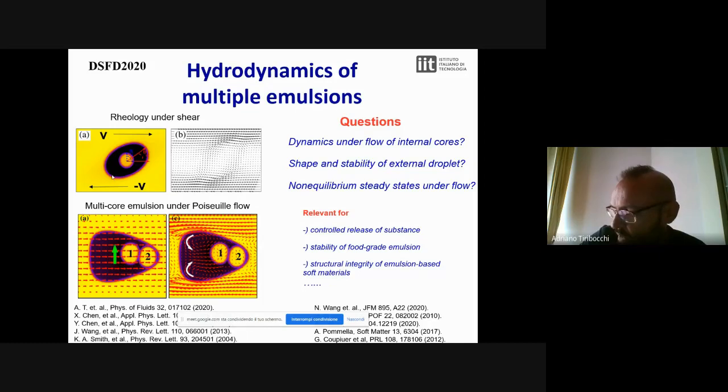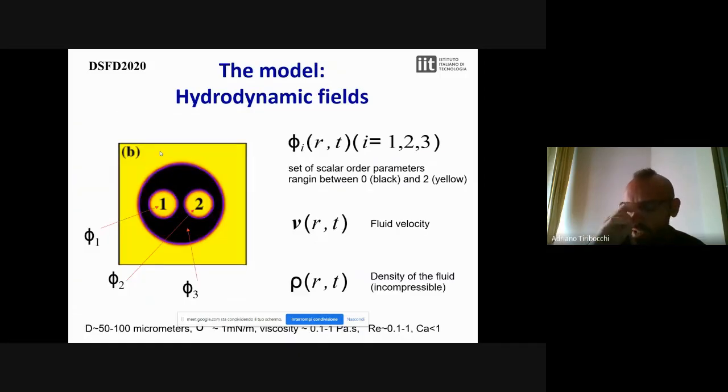If time permits, if there are a few minutes in the end, I will also briefly show the results regarding the effect of a Poiseuille flow in the case of a multi-core emulsion. But most of the talk will be dedicated to the first example, a multiple emulsion under a symmetric shear. So briefly, the physics of the system.